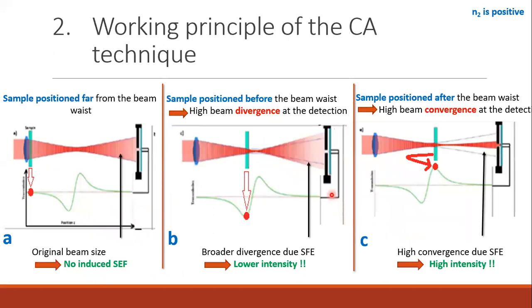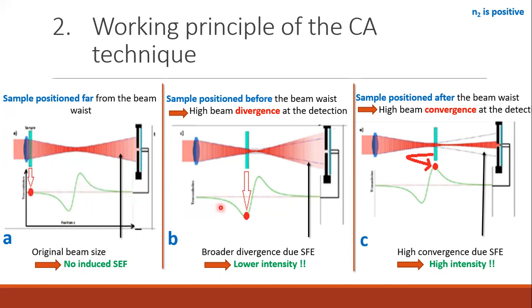So in order to measure the N2, which is the nonlinear refractive index real part, we use the closed aperture Z-scan technique. This technique has the same working principle as the open aperture. However, we add a closed aperture just before the detection. So if you focus with me here in figure A, when the sample is far from the beam waist, nothing specific happens, and we get the detected value, which is depicted in the red lines.